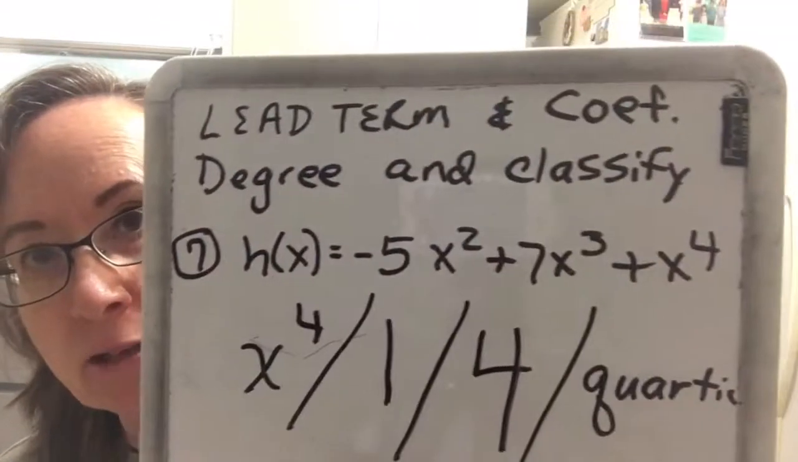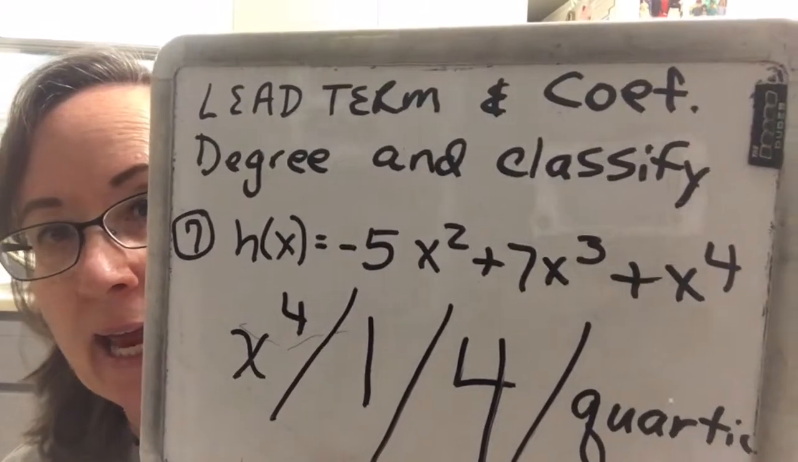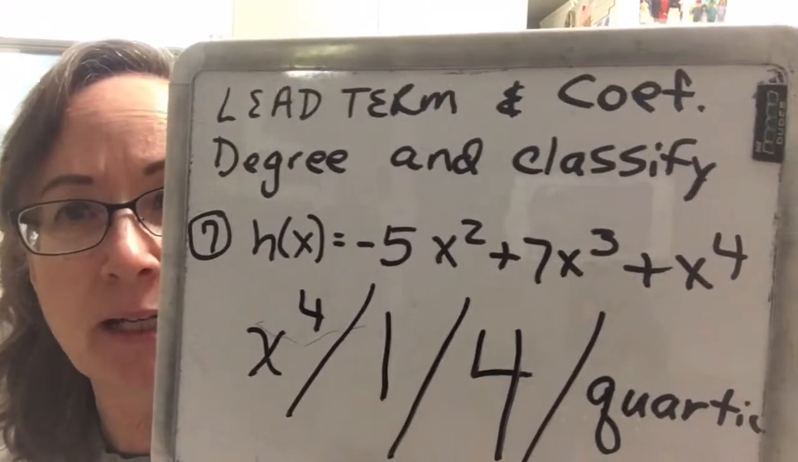We're starting on 4.1, which is about polynomial functions and modeling. So the first thing we're going to do is problem number 7. And our instruction is to find the lead term, the coefficient, the degree, and the classification of the polynomial.